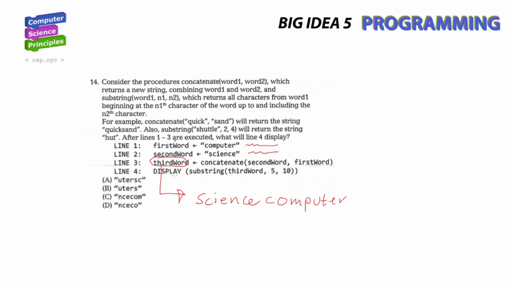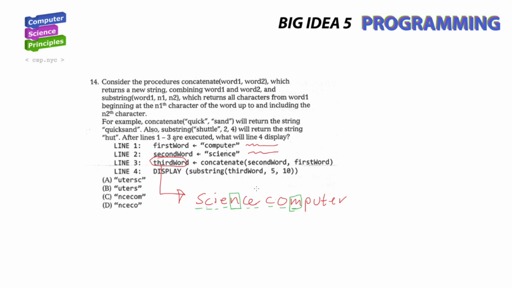And then it says display a substring of this third word, 5, 10. So let's switch over the color. The 5 is going to be the fifth: 1, 2, 3, 4, 5. So this is the fifth. And then 6, 7, 8, 9, 10. This is the 10th.